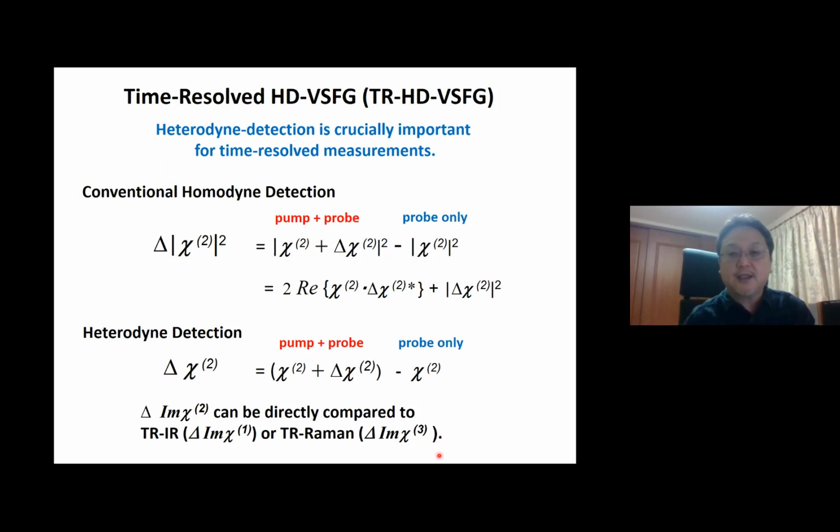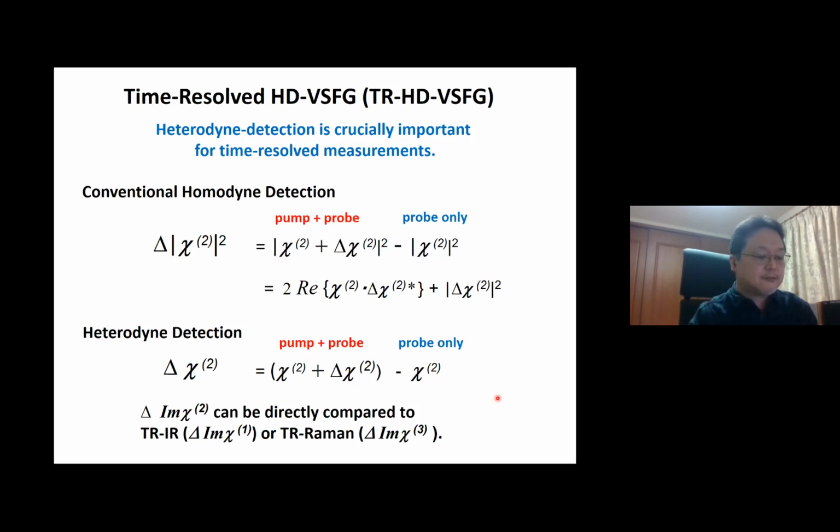Even though we can carry out time resolved homodyne VSFG spectroscopy, what we observe is the pump-induced difference of the chi2 squared spectrum. Even though we observe a nice spectrum, it's almost impossible to analyze. But in the case of heterodyne detection, what we observe is just the pump-induced imaginary chi2, which can be directly compared to time resolved infrared or time resolved Raman.